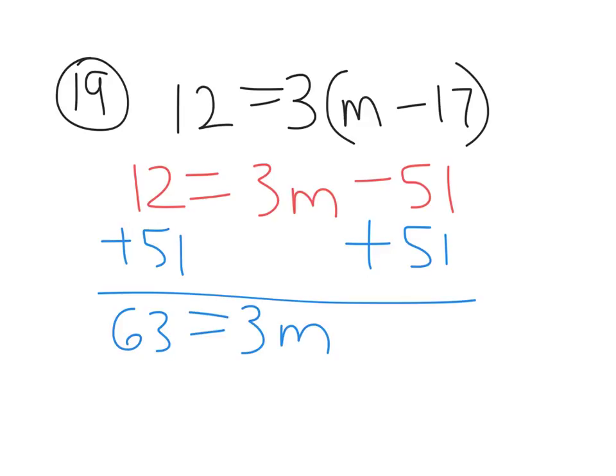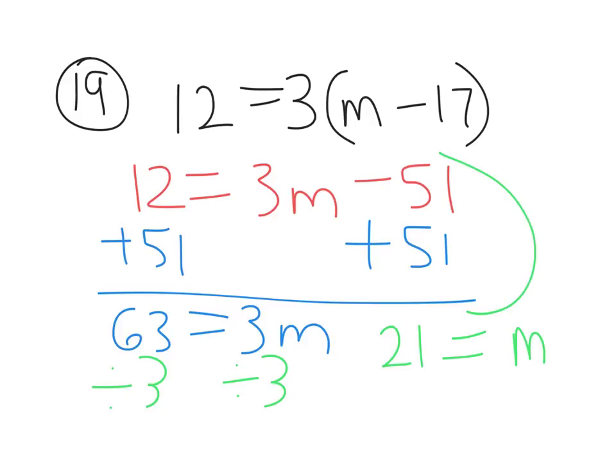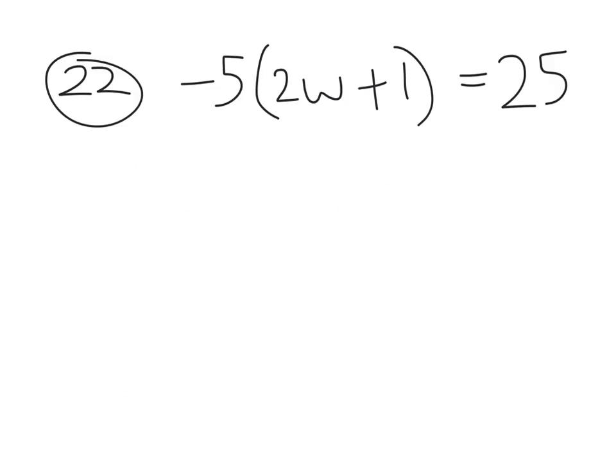Divide both sides by 3. I'm left with m. M is going to be equal to 21. If I plug that in back up here again, I got 21 minus 17, that's 4. 4 times 3 is going to be 12. Here's the last one for lesson 3.2.